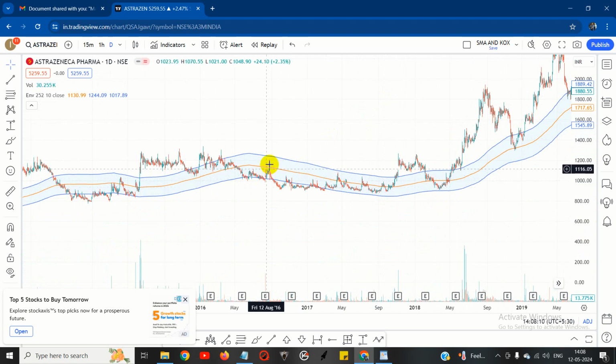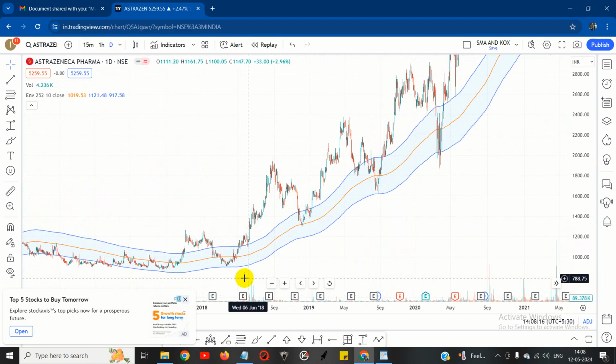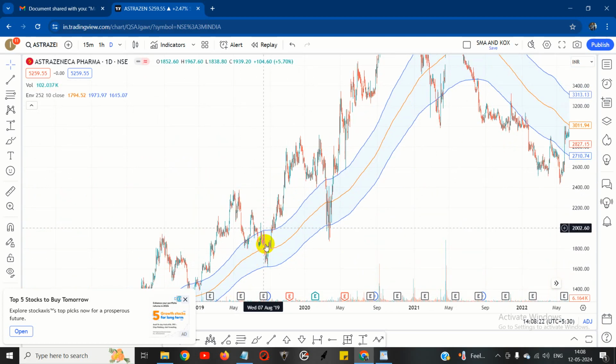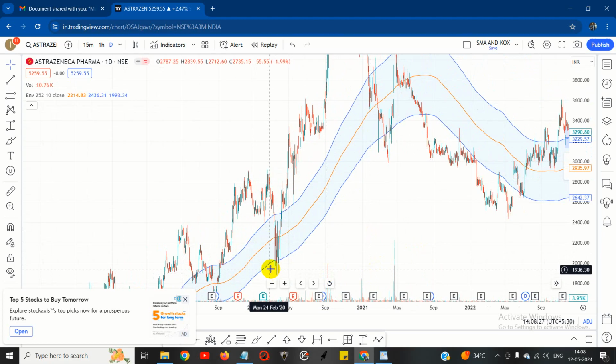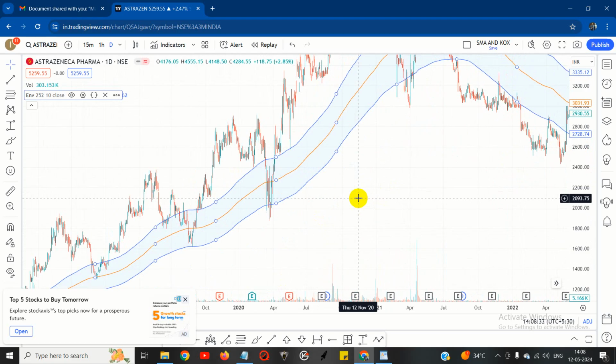See, if I buy here, I will sell here. Again, if I buy, I will sell here. Again, if I buy here, I will sell here. Again, if I buy here, I will sell somewhat here. So again, it's coming in that zone. Buy, sell. You can earn unlimited money.